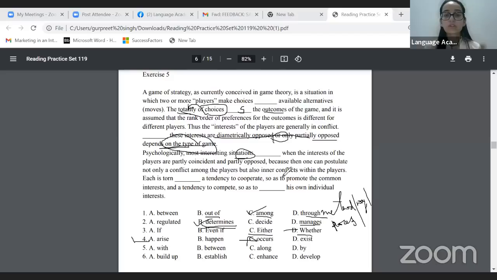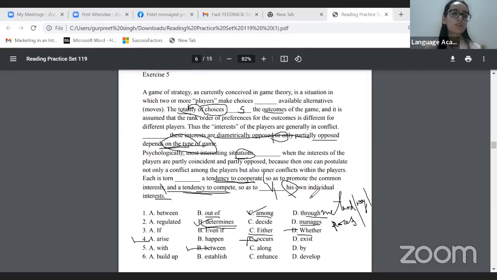Then they say, each, because then one can postulate not only a conflict among the players, but also inner conflicts within the players. Each is torn dash a tendency to cooperate and a tendency to compete. I'm not reading the comma-to-comma part to simplify the sentence. Each is torn dash this tendency and that tendency. So whenever there are two things, we go with between. Between this tendency and that tendency. So as to dash his own individual interests. The "to" comes first form of verb. And we are talking about players here. His means players, and we are talking about game. So each player is between two tendencies, either to cooperate or to compete, so as to dash his own interest.